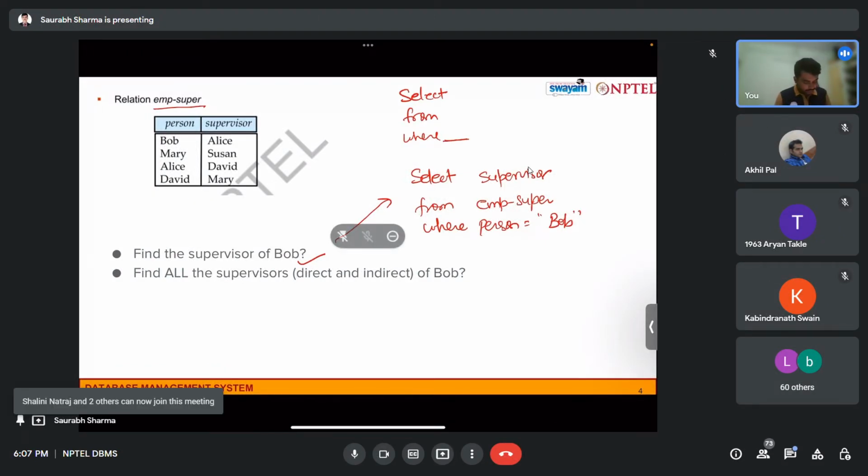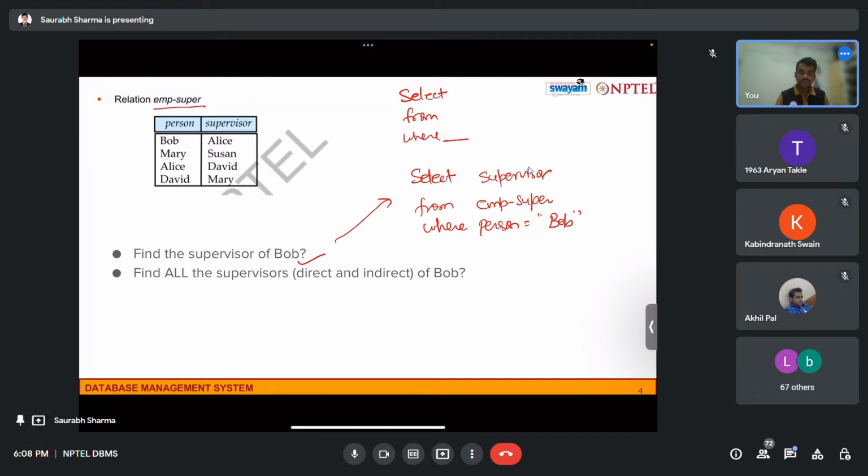In the next question, what is it asking? It is asking to find all the supervisors, direct and indirect, of Bob. It means the real supervisor of Bob, and then there is someone who is supervising the supervisor of Bob. That will be the indirect supervisor. So we want to retrieve that also.